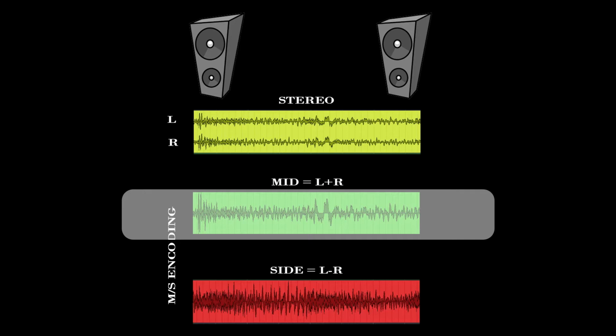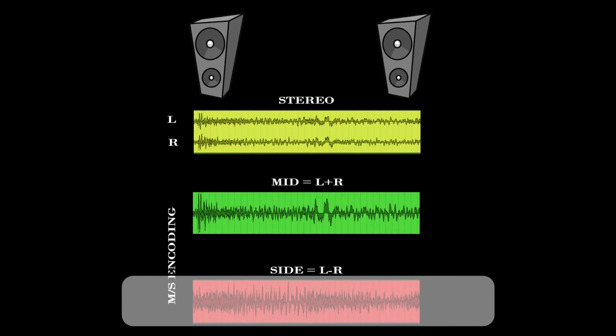Now, to encode mid, you need to sum left and right signals, and this is what we call a mono mixdown. All out-of-phase sound between left and right is reduced or cancelled. Side, on the other hand, is actually what makes stereo sound stereo. It is a subtraction between left and right and contains all out-of-phase and pan information. Anything placed exactly in the center of the stereo image is cancelled out.